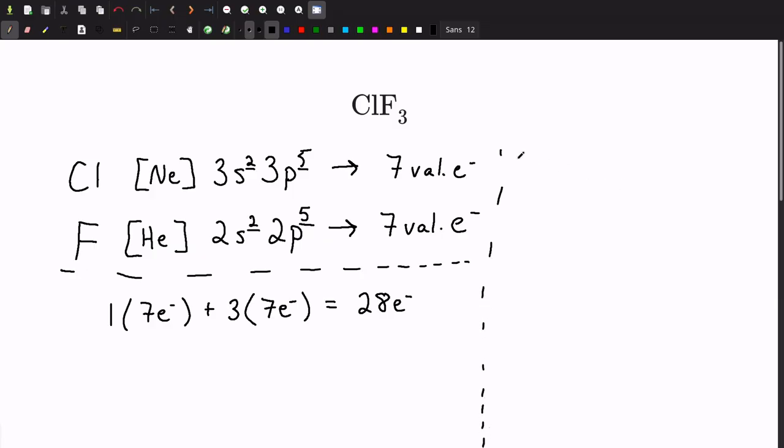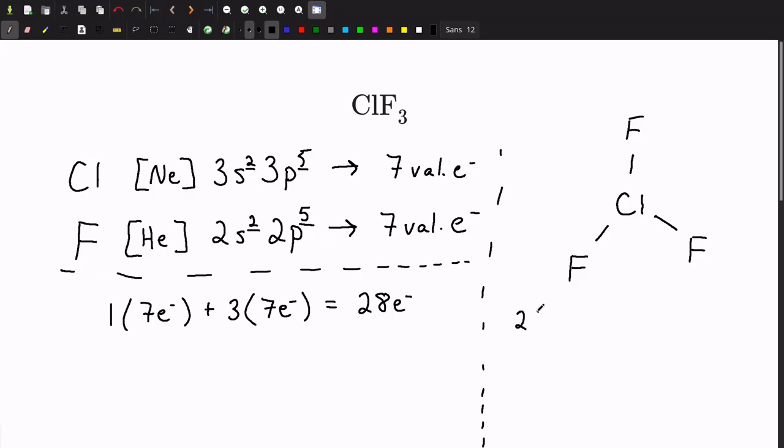Now we need to decide who's going to go in the center. We want to put the less electronegative atom in the center. Fluorine is the most electronegative atom, so chlorine has to go in the center. Now chlorine's a very electronegative atom. We normally wouldn't put it in the center except for when it's paired with something like fluorine. We're going to put our fluorines in a little spoked wheel around the chlorine.